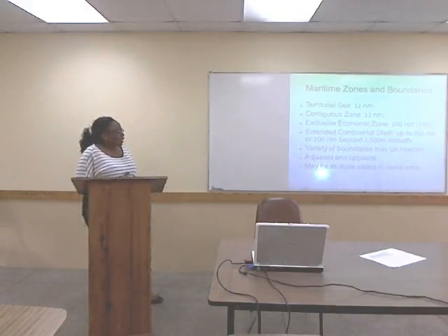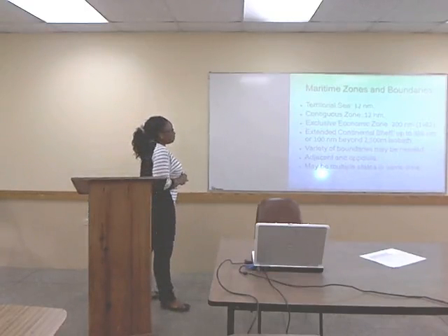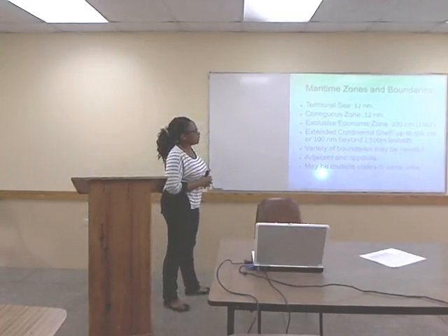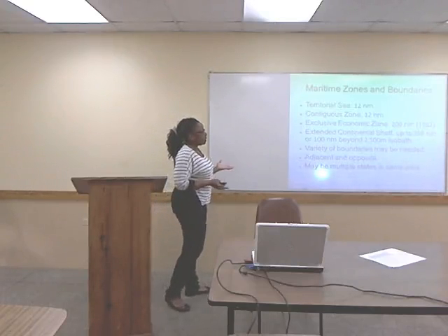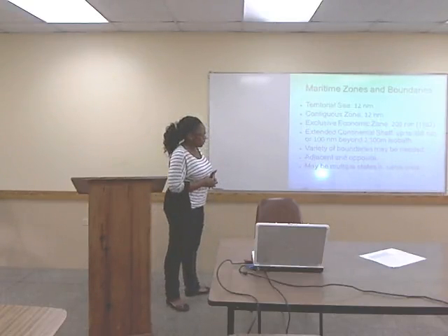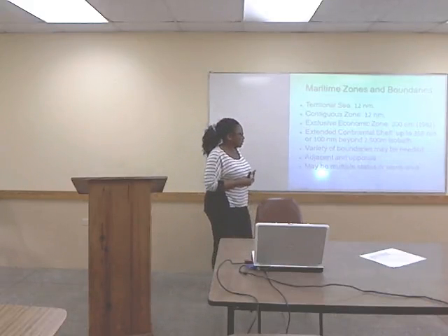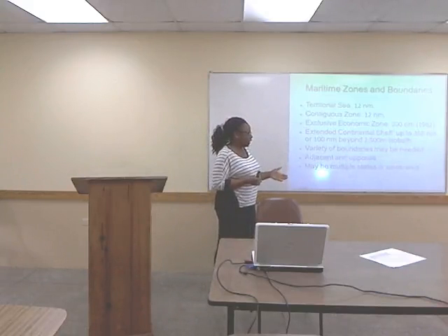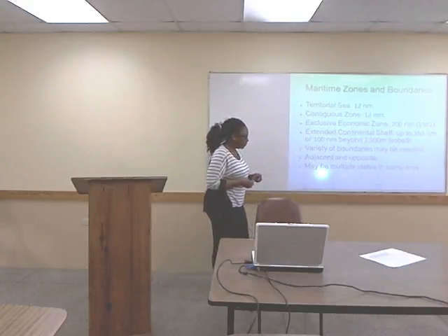So, just to give us an idea of the measurements as it pertains to maritime zones and boundaries, you can see that the territorial sea covers up to 12 nautical miles, the contiguous zone another 12 nautical miles, and the exclusive economic zone, which was implemented in 1982, covers up to 200 nautical miles. And there are some cases, like Mr. Francis alluded to, where you have an extended continental shelf, and that goes up to approximately 350 nautical miles, or 100 nautical miles beyond.